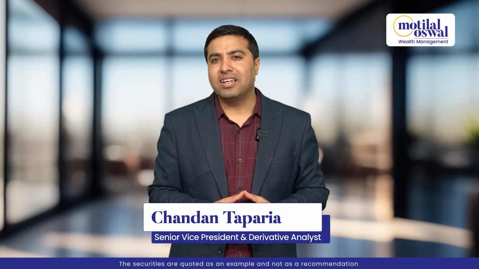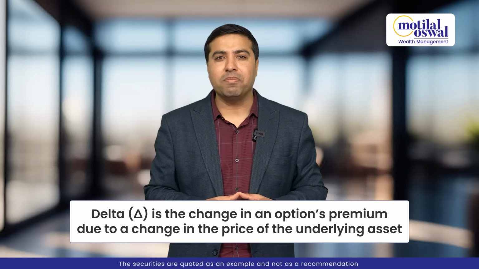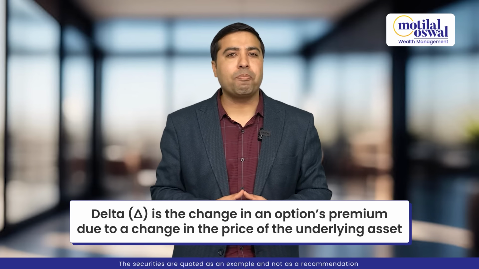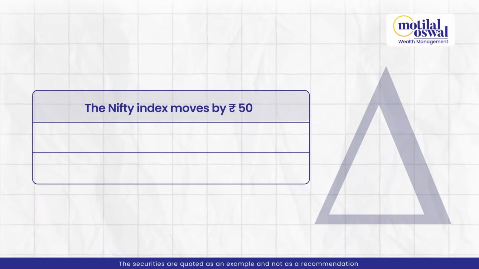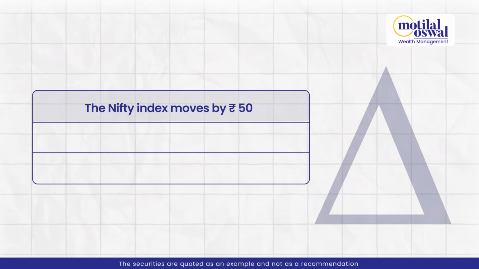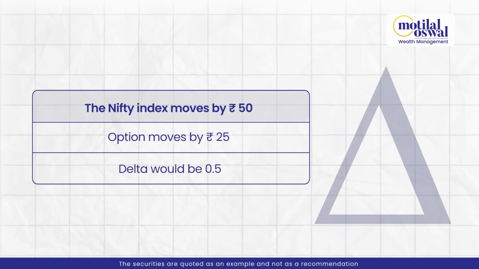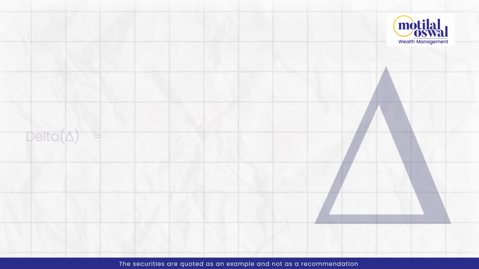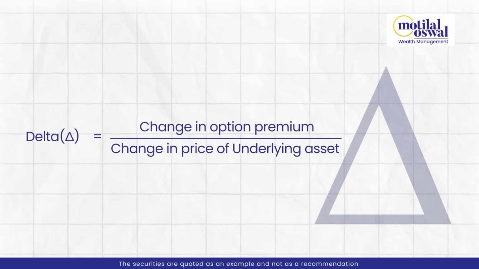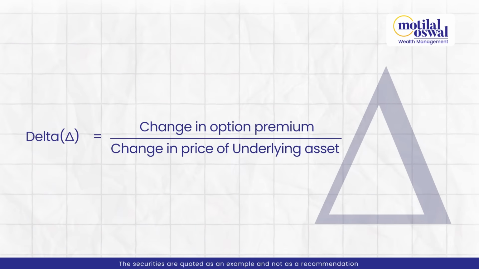So talking about delta, delta is the change in an option premium due to a change in the price of the underlying assets. For example, if the Nifty index moves by 50 rupees and the option moves by 25, that means this strike has delta of 0.5, because delta is equal to the change in option premium divided by the change in underlying assets, and here premium changed by 25 divided by 50, so we are getting the 0.5 delta. The maximum delta can be 1 because an index has a delta of 1.